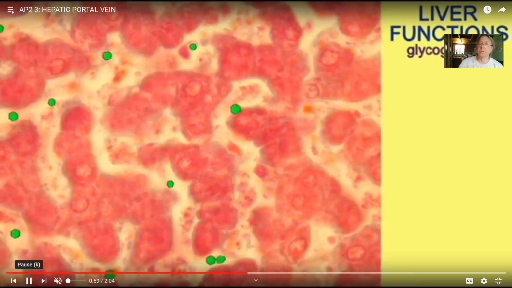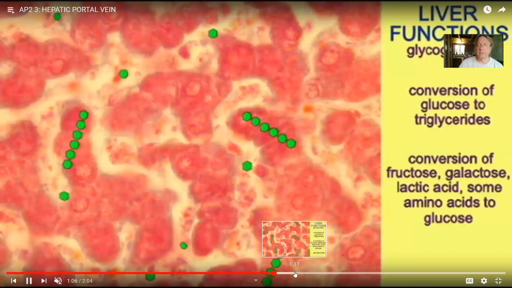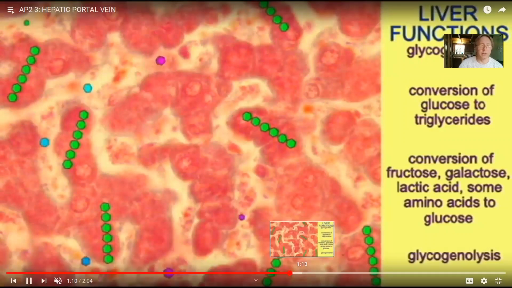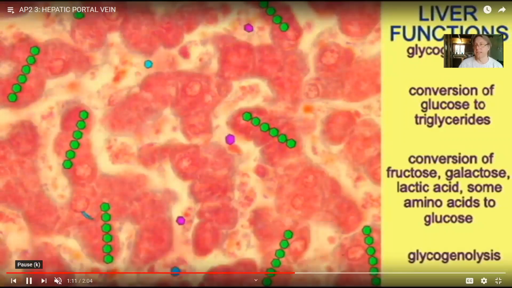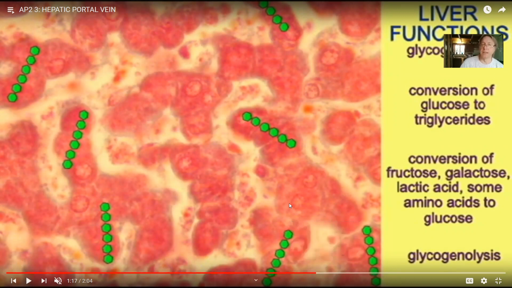So the liver does carbohydrate stuff. So the liver can convert monosaccharides into polysaccharides for later. It can convert some monosaccharides into others. It can convert amino acids into glucose. It can convert glucose into triglycerides. It can store glycogen. It can break glycogen down. So the liver does carbohydrate stuff. So it would like to get your carbohydrates first.